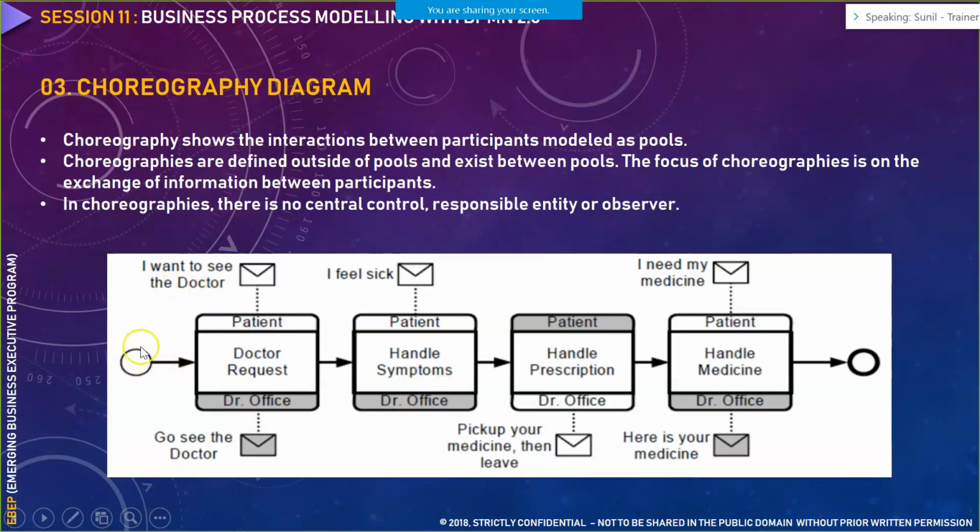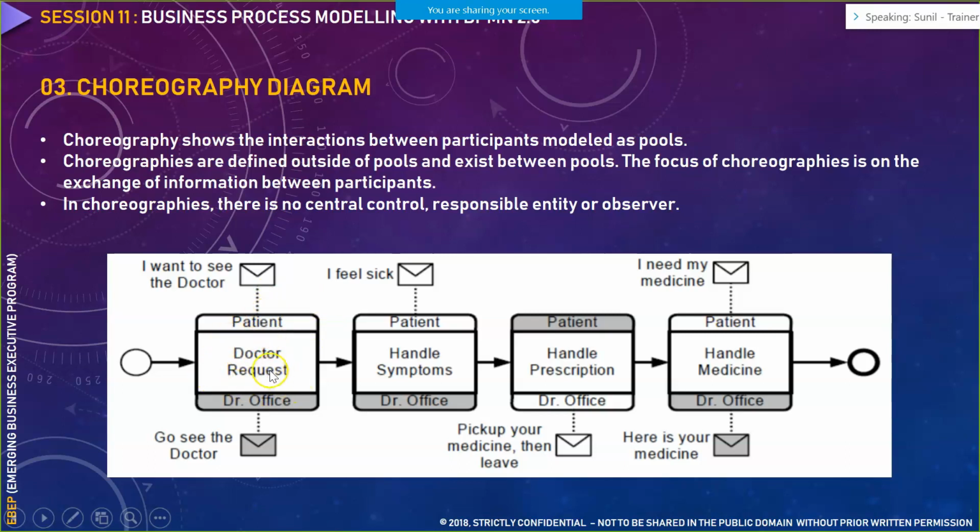Here the process starts wherein the patient sends a message, the doctor receives the message, then the patient sends a message, then the doctor receives the message, then the patient receives a message and the doctor receives a message. So here they are defined outside of pools and exist between the pools. The focus of choreographies is on the exchange of information between participants. Here our focus is on the exchange of information between the participants.